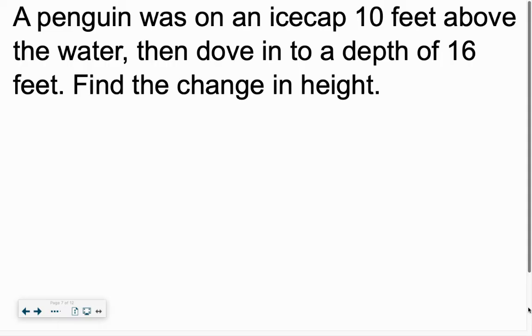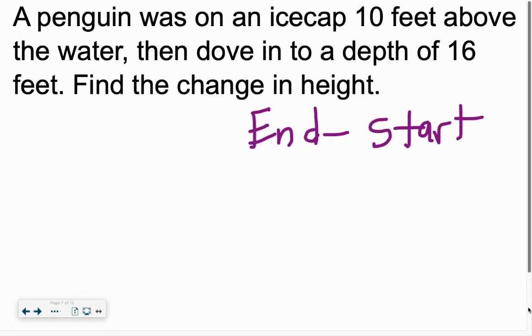We talk about this. I got a couple of these on the assignment, at least the one that I normally give. A penguin was on an ice cap 10 feet above the water, then dove into a depth of 16 feet. Find the change in height. Please, on this one, right away, write in this note: end minus the start. No matter what you do, you will always get the right answer if you go from the end and subtract the start.